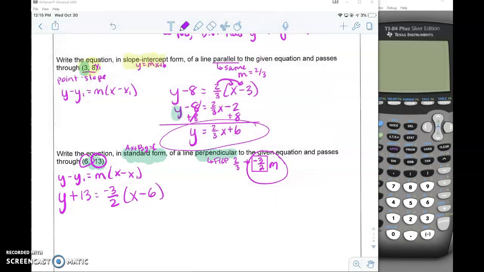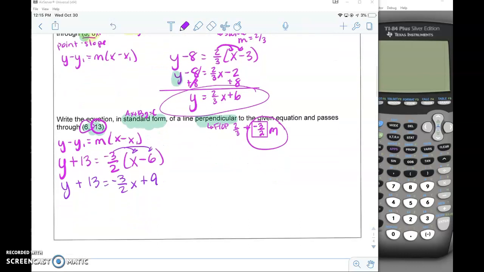We want our answer to be in standard form. I'm thinking, don't call me after midnight. I'm going to start with distributing. Y plus 13 equals negative 3 over 2x. Negative times negative makes positive. 3/2 times 6 is positive 9. I'm getting my like terms together. I subtract 13 to move it to the opposite side of the equation.